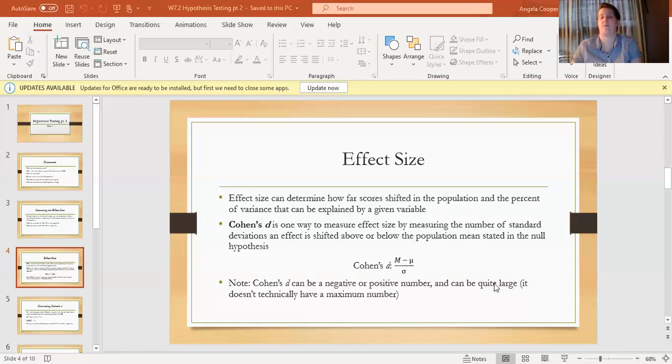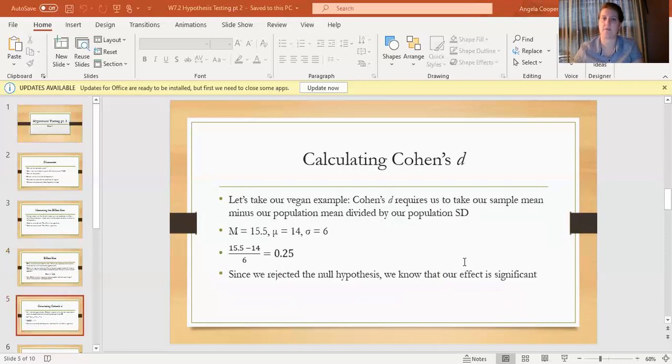So you can have means that are like 7 standard deviations apart. You can have some that are 0 standard deviations apart. They would just be the same mean twice. But it can be any positive or negative number. So with that being said, let's actually calculate Cohen's d for our vegan sample or example.